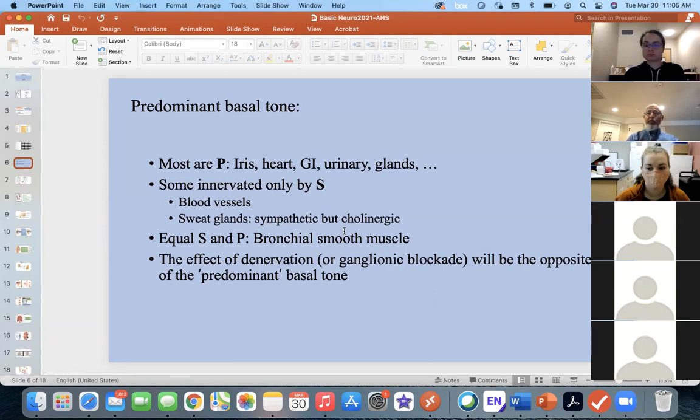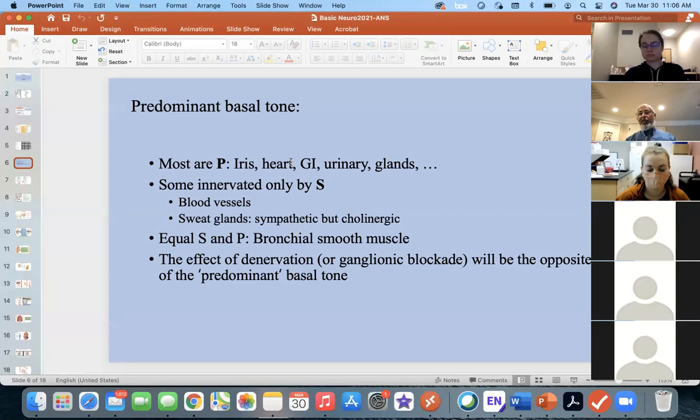Now, when we say we denervate, or ganglion block, it will be opposite to the predominant tone, right? Like for an example, on the heart, predominant tone is parasympathetic, right? Which means heart is beating at the rate of about 60 to 80 beats per minute, right? But if you stimulate sympathetic, heart will beat at a rate of 120, 130, 140 like that. But if you want to speed up the heart, one thing you can do, you can block the parasympathetic on the heart.